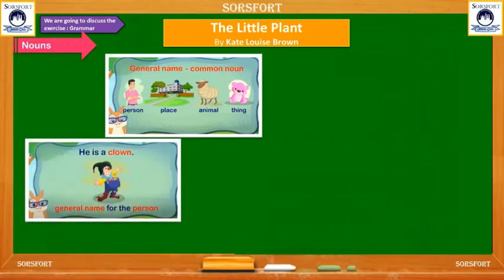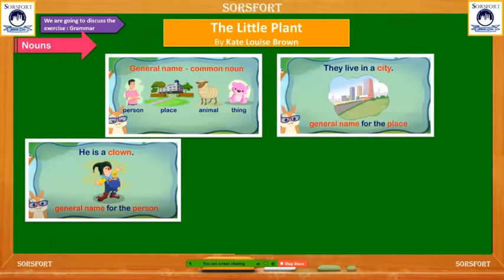Now, a general name is a common noun, like person, place, animal, thing. Like a sentence, let's suppose this clown. He is a clown. This is the general name for this person. He is a clown. This is a common noun for this person, clown.